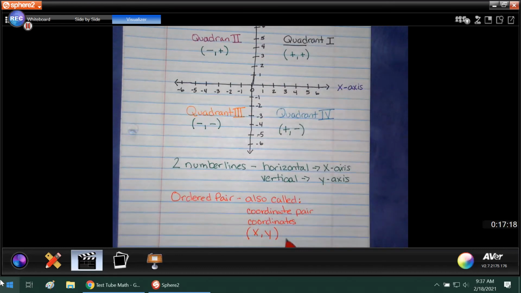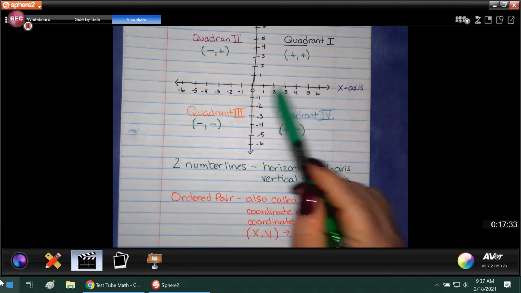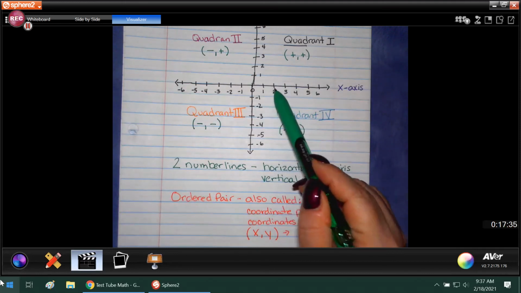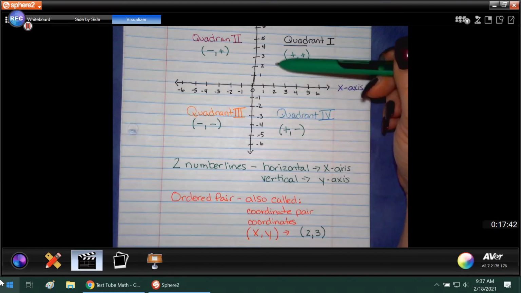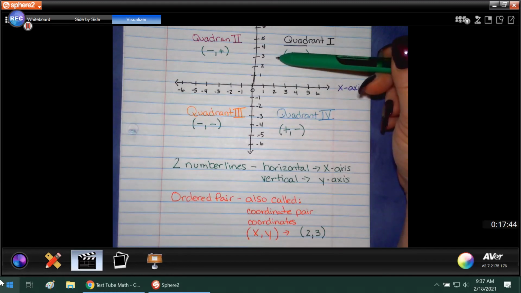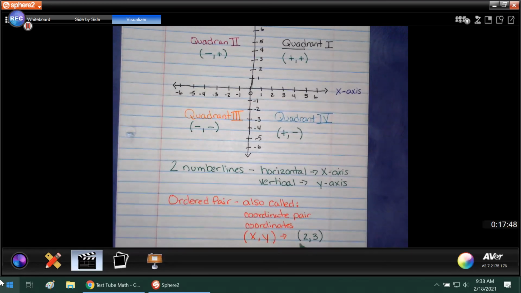So it could look like this: (2, 3). If I were to plot (2, 3), I would do the x first. 1, 2. And then 3 is the y, and I'm going up because it's positive. 1, 2, 3. So I would plot it here. Okay.